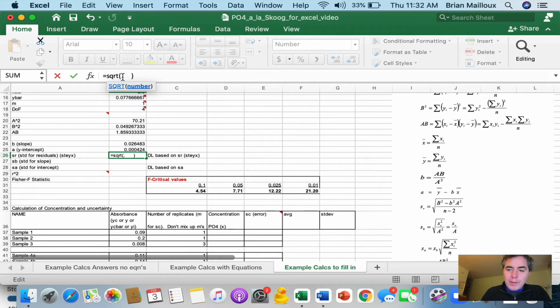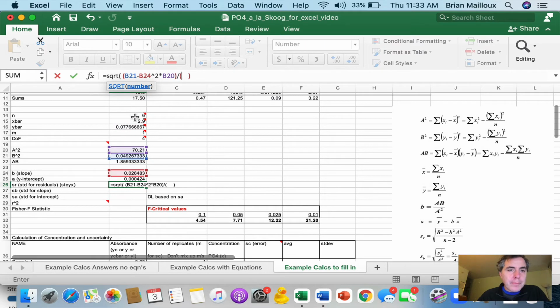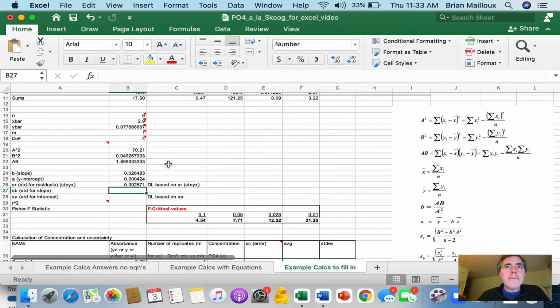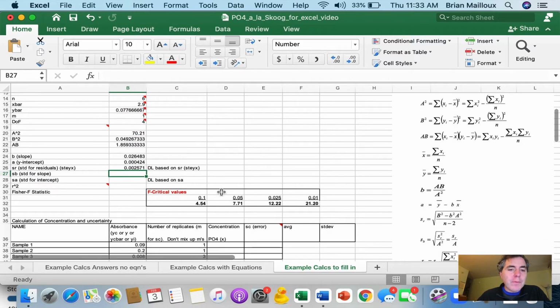Then we're going to need another one because we want the top. So I'm going to open another equation, right? And so we're going to have b squared minus little b squared times a squared. I'm going to close that because that's the top. I'm going to divide that whole thing by n minus 2. We should close that, and we get 0.002571.